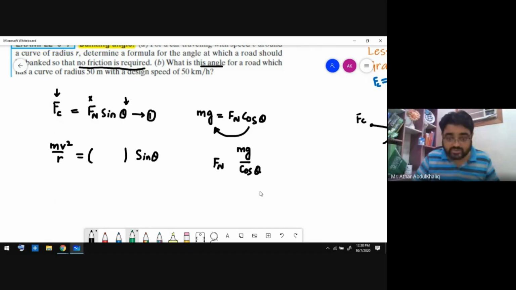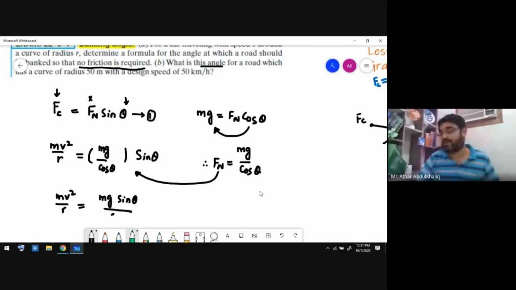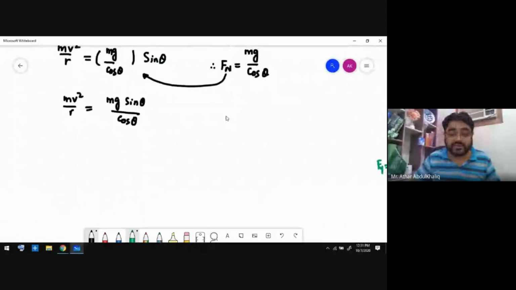So I will substitute the value of Fn that I get from here. So this Fn value I will substitute here. So it will become mv square over r is equal to mg over cosine theta times sine theta. Now here are two very important points that we need to keep in our mind. What are those two points? The first point is that m and m can be cancelled. Secondly, sine theta over cosine theta.